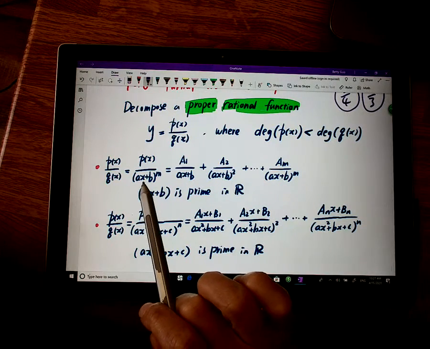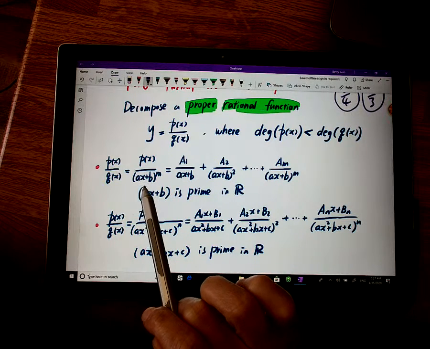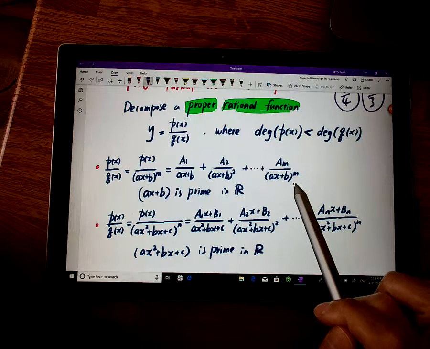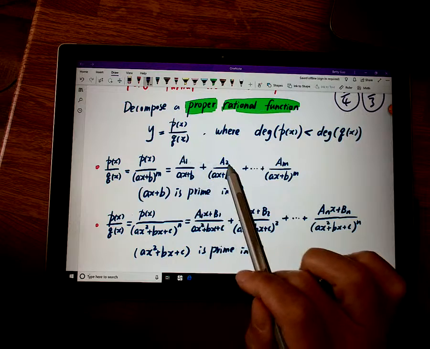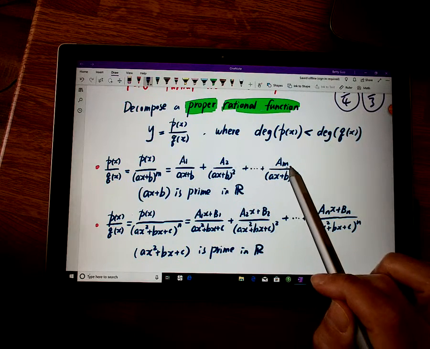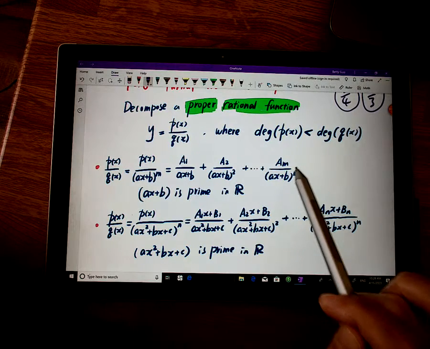If the denominator of the rational function is the mth power of a prime binomial, we use this formula to decompose the rational function. Note that a sub 1, a sub 2, up to a sub m are unknown constants that we need to solve for.